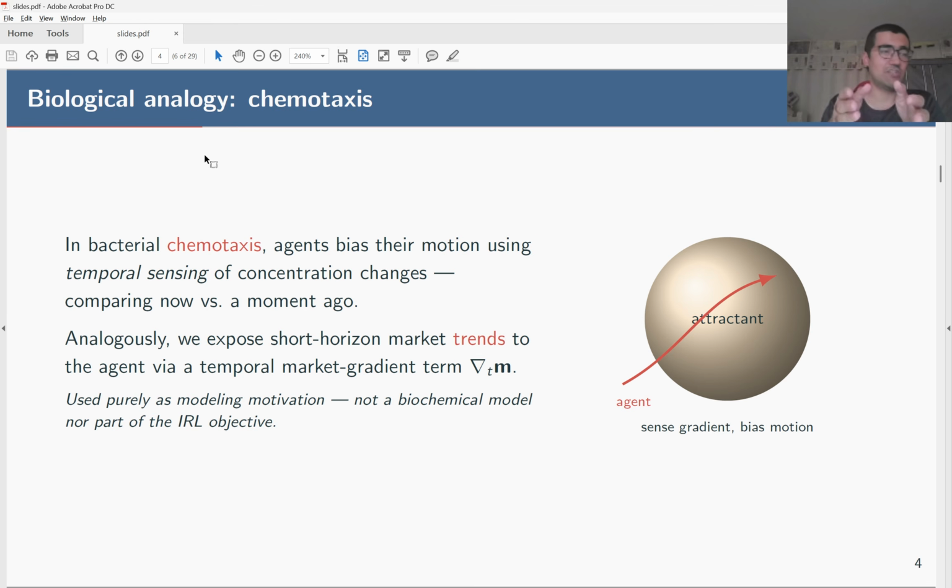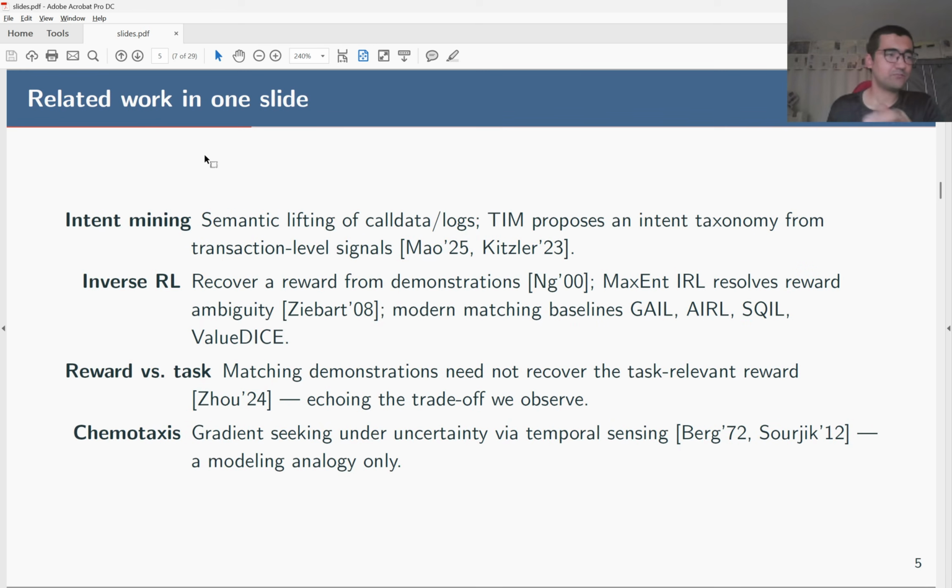With that intuition in place, let me position our work against the literature. Our work sits at the intersection of three areas. First, intent mining in blockchain. Prior work lifts raw call data and logs into semantic representations, and the TEAM framework in particular proposes an intent taxonomy from transaction level signals. We reuse that taxonomy later.